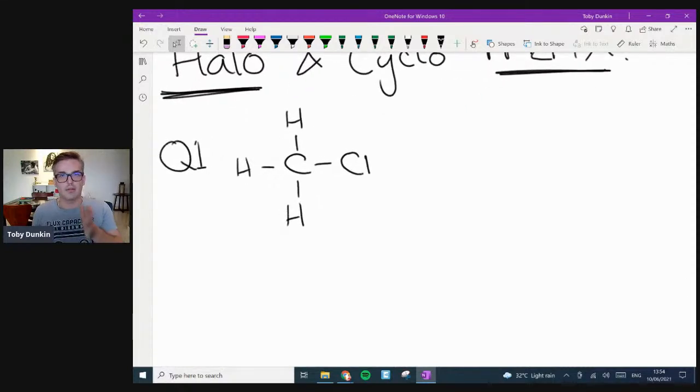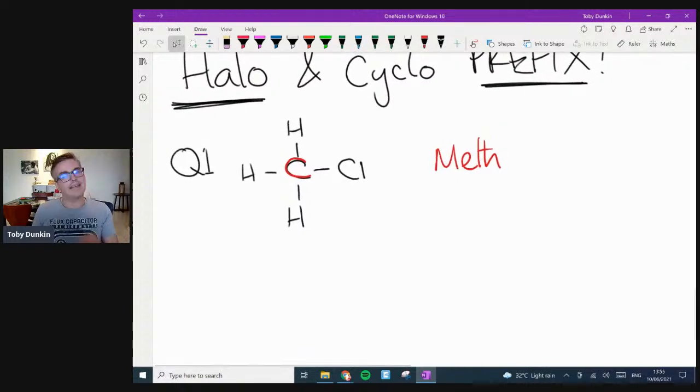So first of all, the name process always remains the same. Find the longest chain. The longest chain here is 1 carbon. This is going to be based on meth. Now that I've got meth, I now need to decide if it's an ane, ene, or yne. In this case, there is no double bond and there's no triple bond. And at this point, students often go, well, it's none. And I'm like, oh, no, it is. If there are no double or triple bonds, then it must be an ane. So this now must be methane.